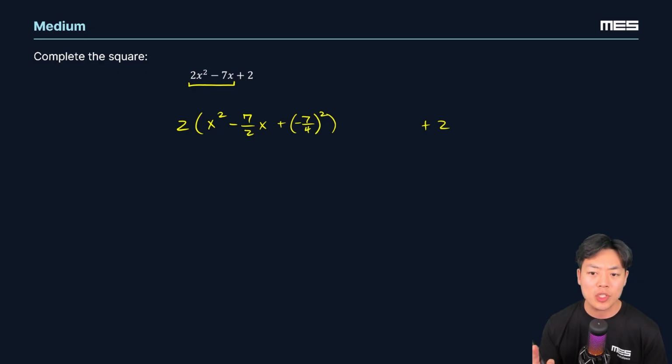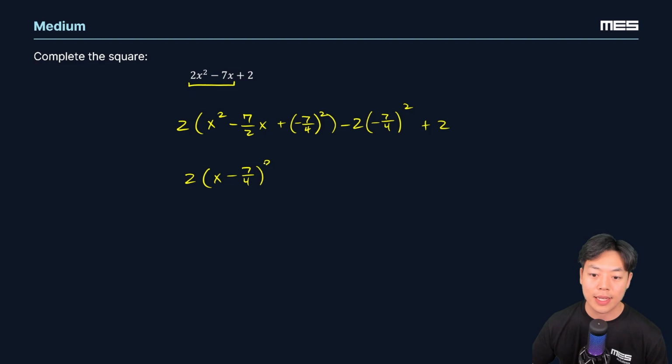But keep in mind what we just did. We just added a value within the parentheses, and we've also multiplied that by 2. So what I have to do here is subtract exactly what I just added inside to maintain the balance of this expression. Otherwise, we're changing the expression and it's no longer equal to what we started with. So now we can factor this out like this.